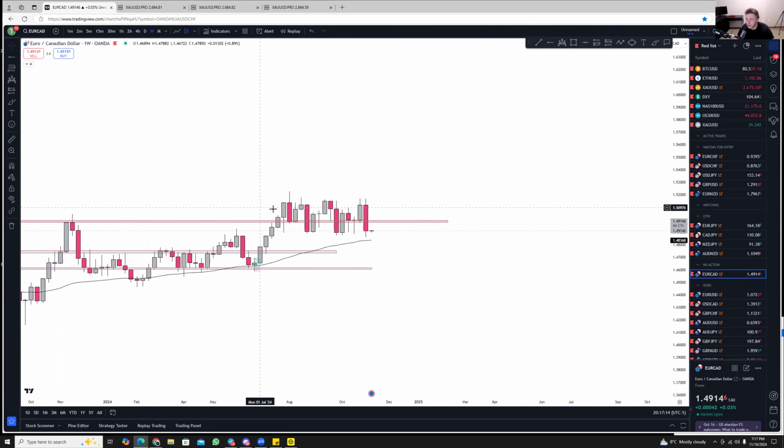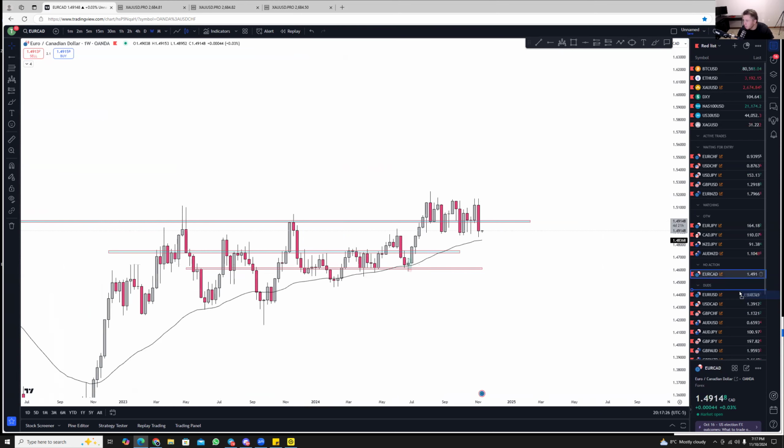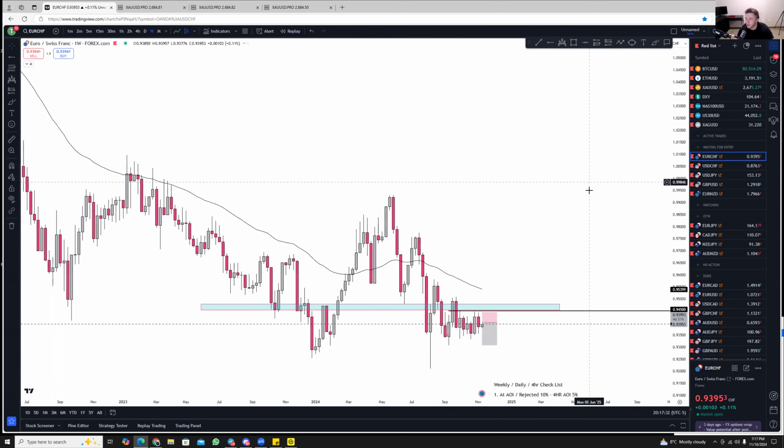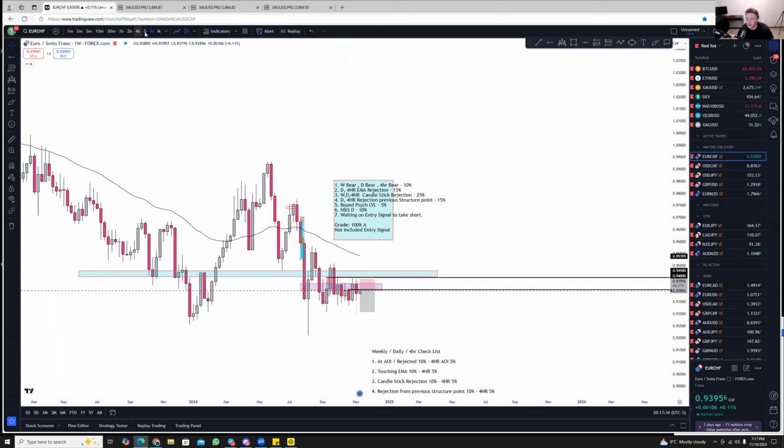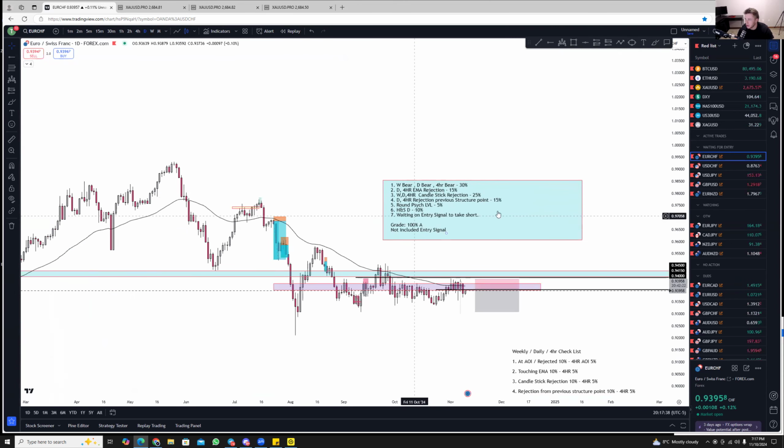Euro CAD. 15 weeks. Up, down, up, down, up, down. 15 weeks of nothing. No, thank you. Okay, so our top pairs for the week are Euro CHF. Here are our confluences. This is a trade, and we're waiting on entry signal to take short.